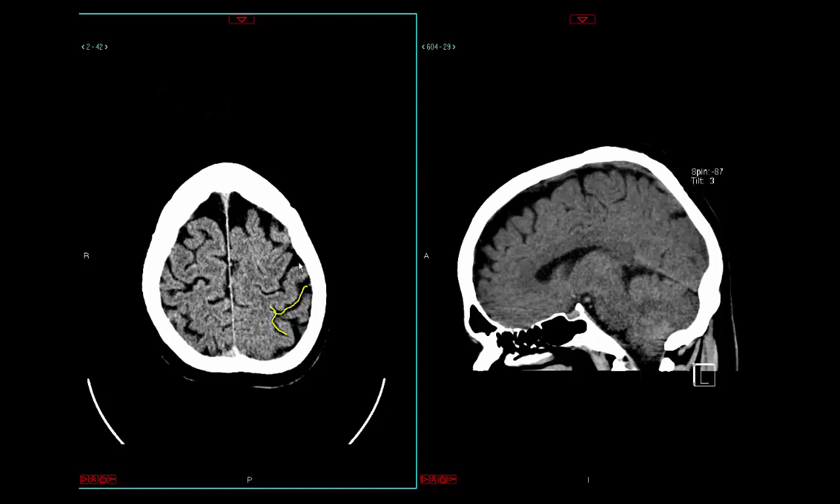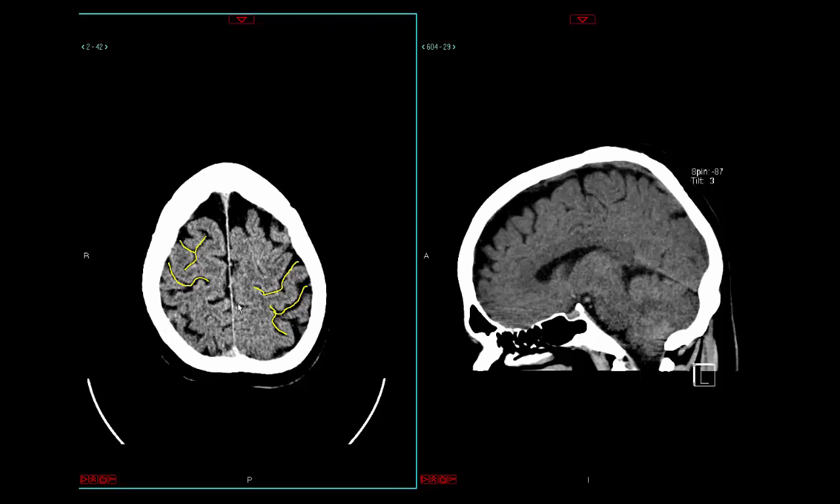So again, find that inverse omega. That'll be your central sulcus. And then you can see a lot more sulci from there: your superior frontal sulcus, your pre-central sulcus, your post-central sulcus, and your intraparietal sulcus.